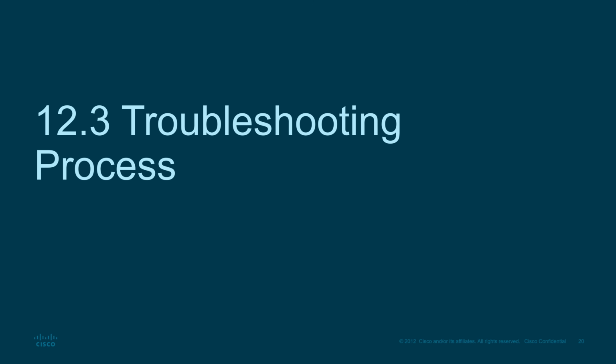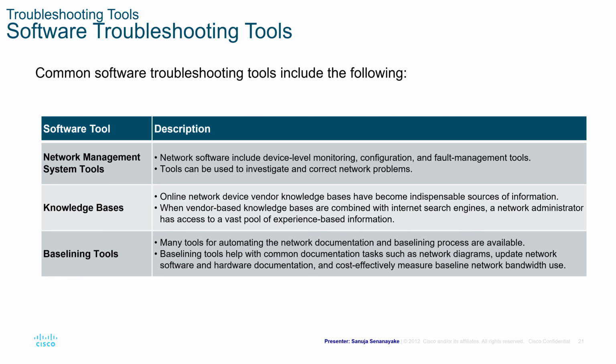Troubleshooting process. Software troubleshooting tools. So there are some common software troubleshooting tools that you can use in your career. They include the network management system tools. Those are network software that includes device level monitoring, configuration, and fault management tools. Tools that can be used to investigate and collect network problems.